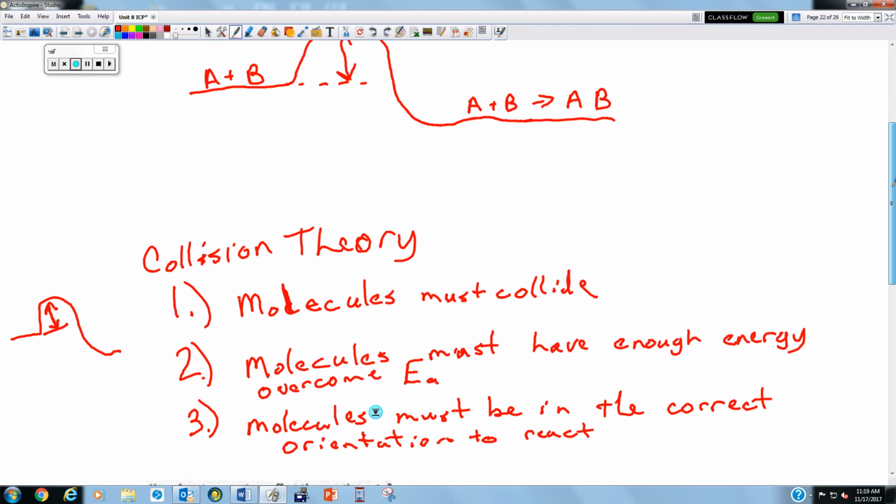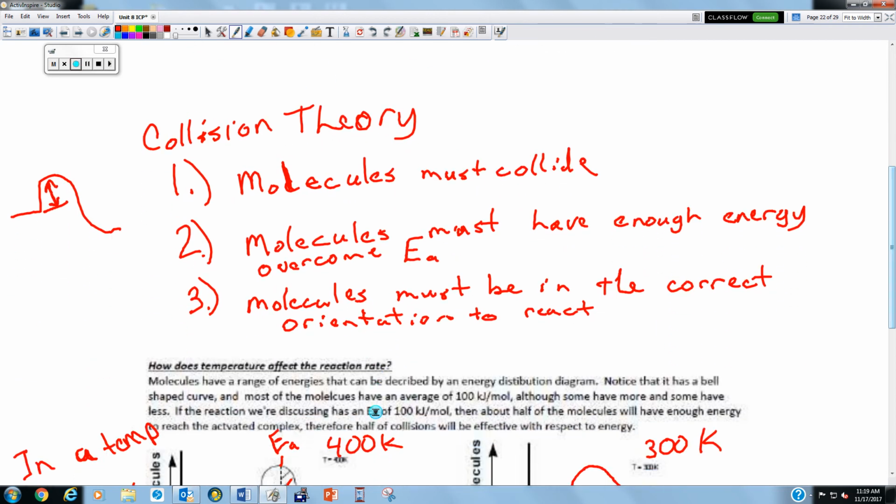And then the last thing is molecules must be in the correct orientation. They have to be facing the right direction, because if they're colliding and they're not facing the right direction, the connection is not going to be made. So let's look at this in terms of graphing, and we're going to look at a couple of concepts: what happens with a temperature change, and what happens with addition of a catalyst.